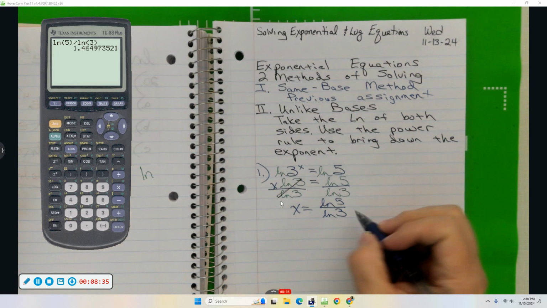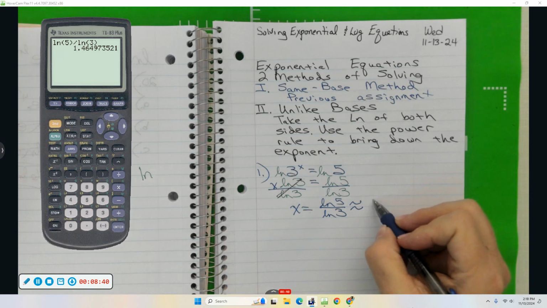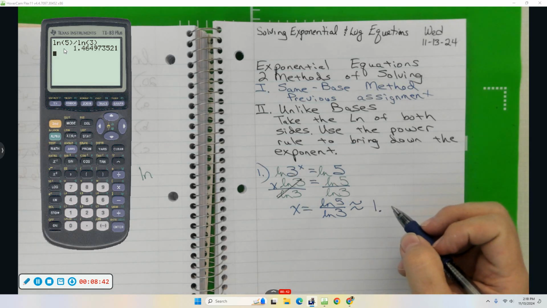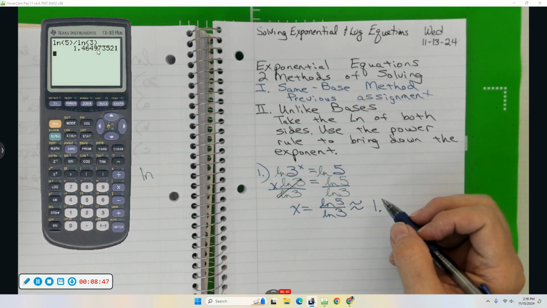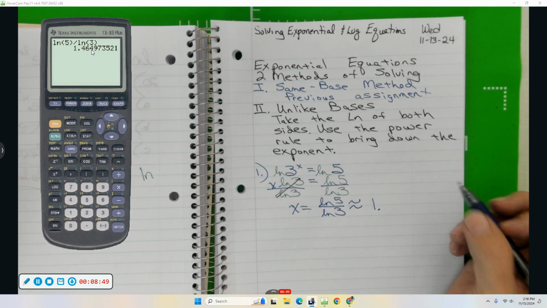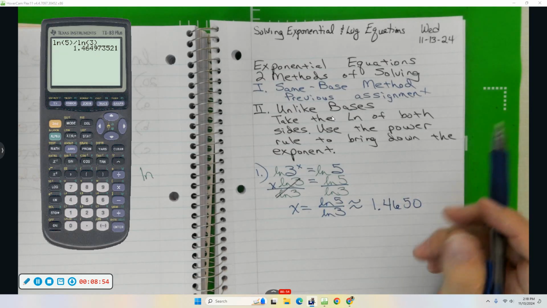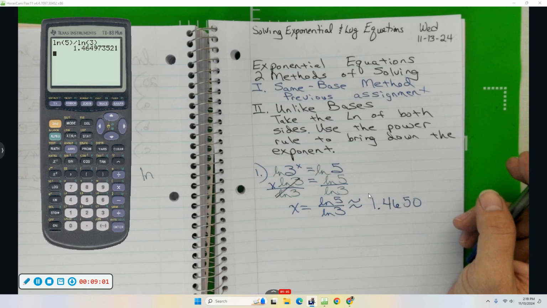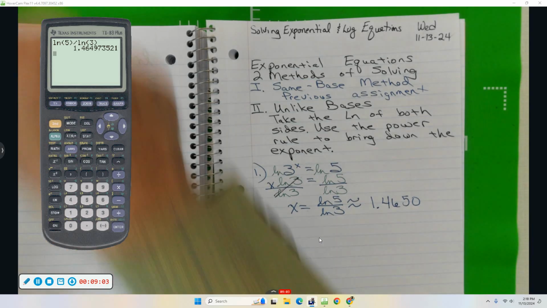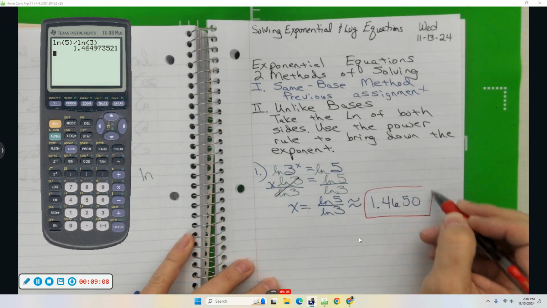It says round to 4 decimal places. So what are we getting? I'm going to put wavy equals to mean I'm using an approximation, 1.46497. That 49, is it going to stay at 49 or is it going to go up to 50? It's going to go up to 50 because that number after the 9 is a 7. If it's 5 or more, it goes up. If it's 0 through 4, it goes down, for a final answer of 1.4650.